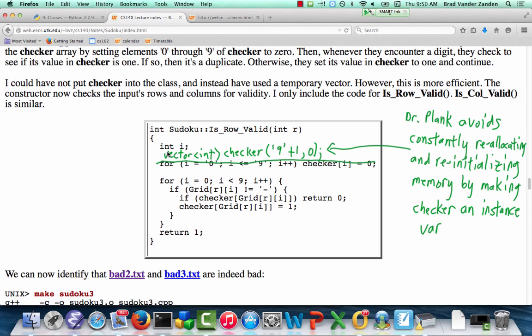Because the way the code's written, you don't know by looking at the code what checker is. You would have to flip. Let's say you were maintaining the code. You picked it up from me, or you picked it up from Dr. Planck, and you need to maintain this code. You've never seen it before, and you look at this routine, is row valid, and you see this strange checker object. Well, you have no idea what it is, so you're going to have to go flipping through code to figure out what the heck this checker object is. Whereas if you declared it locally, you wouldn't have to flip anywhere. You would know immediately that checker was a vector of ints.